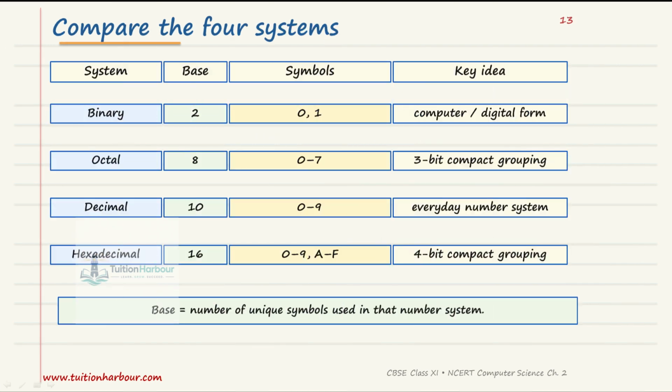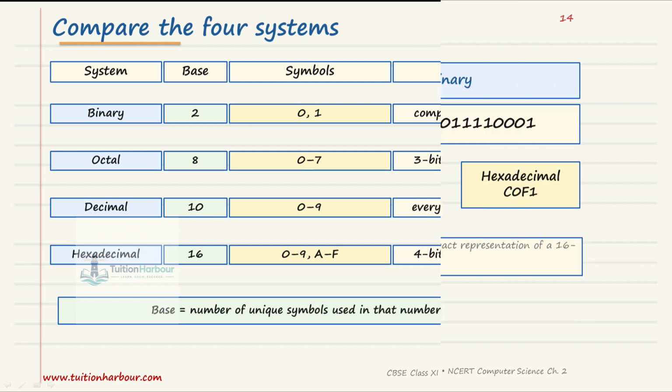Compare the systems carefully. Binary uses 2 symbols, octal 8, decimal 10, and hexadecimal 16. Decimal is familiar to people, while octal and hexadecimal make long binary values shorter and easier to work with.